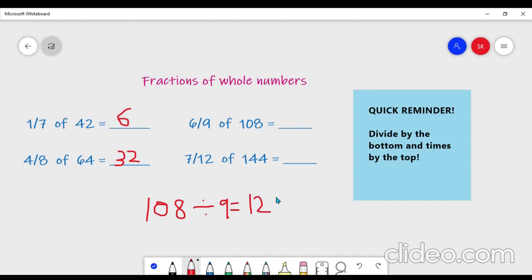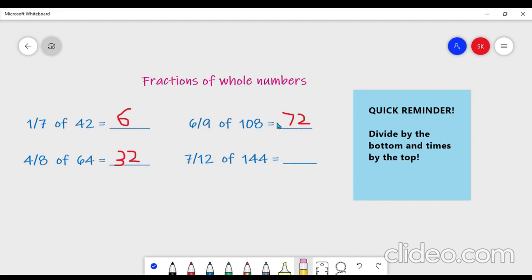12 times the top number, which is 6. 12 times 6 would give us 72. So again, let's write it in the space, 72. So once you get used to it, it's not too difficult, and you must know division and multiplication, and once you practice this more, you'll get better and better, and you'll be able to solve each example much quicker.